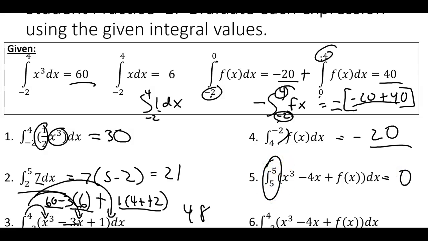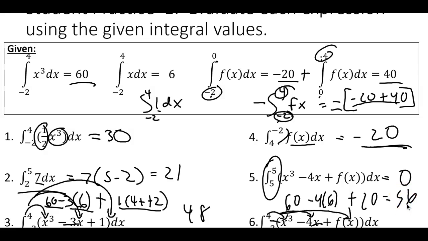The limits are the same. Number 6, that integral is 60. This one's going to be -4 times the integral of x, which was 6. And then this last one, it's the same answer as this up here, the integral of f of x from -2 to 4. But this time, the limits are not switched, so it's a +20. And you end up with a total of 56 at the end. All right.